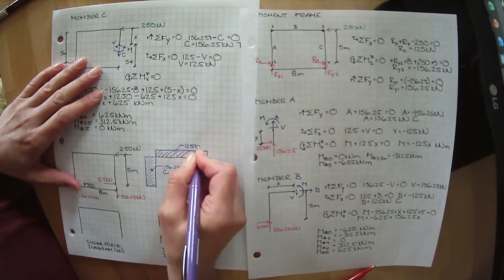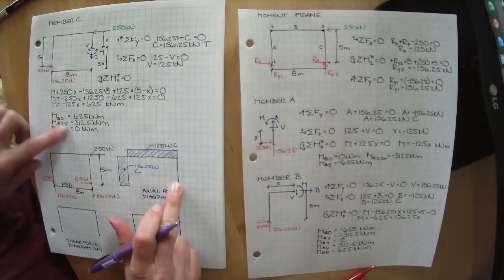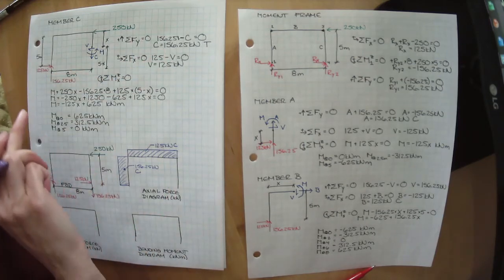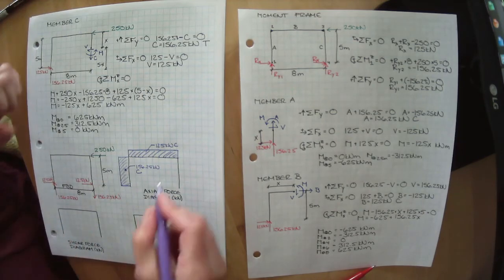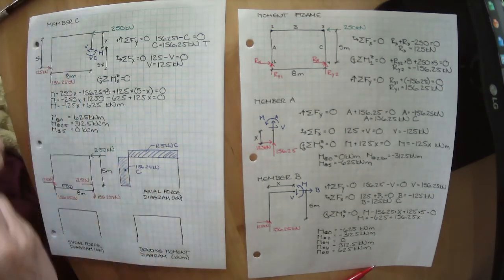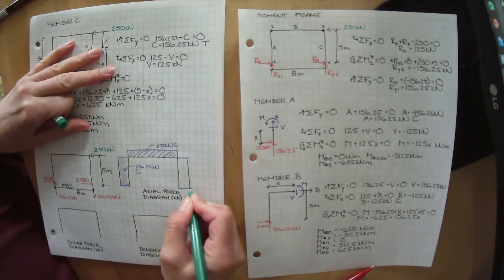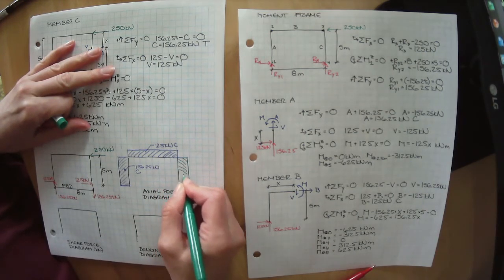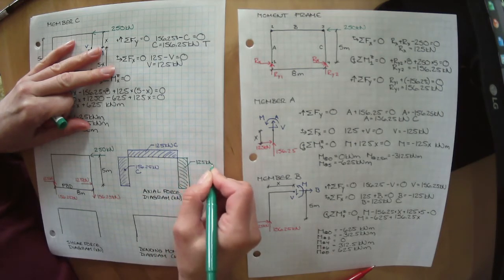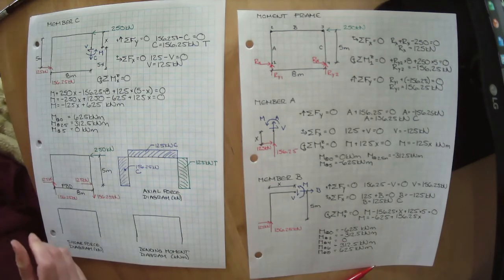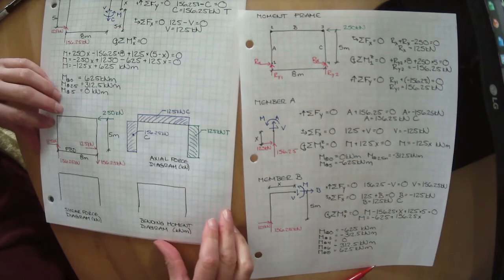So 125 kilonewtons in compression. And then member C, which we calculated right here, we got 156.25 kilonewtons in tension. So let's use a different color. Kilonewtons in tension. So now at a glance we can see the axial loads in this system.